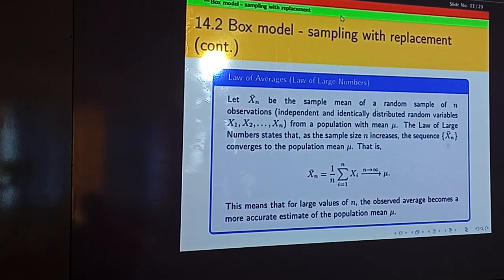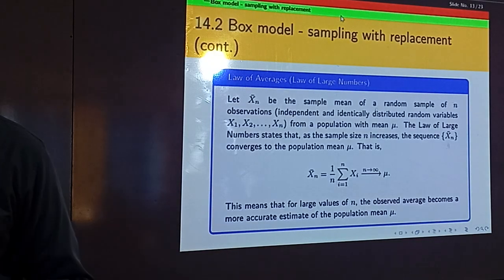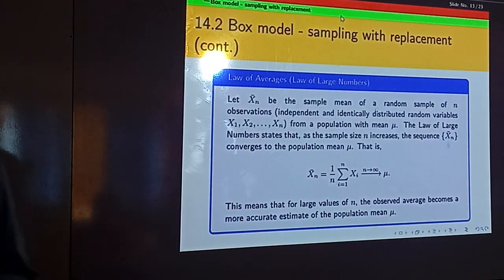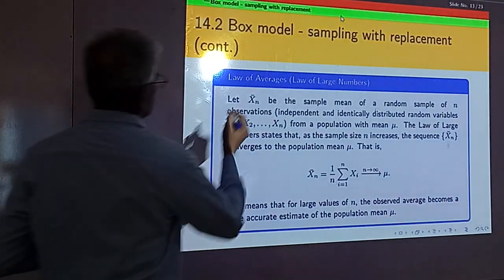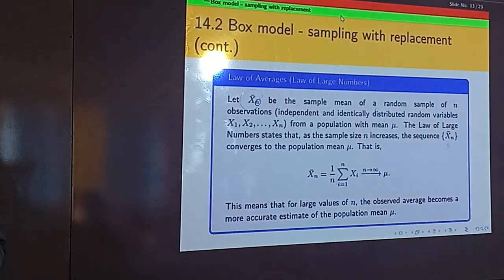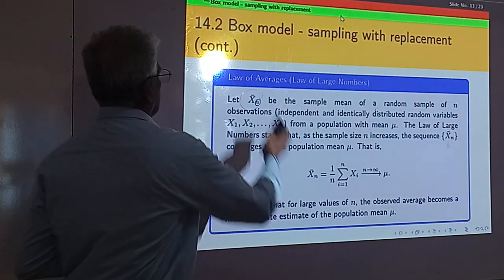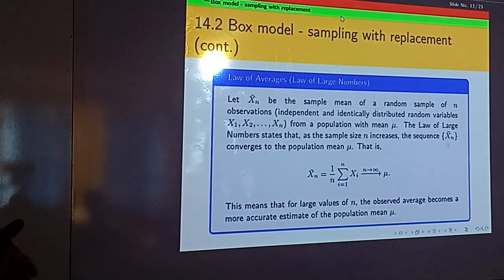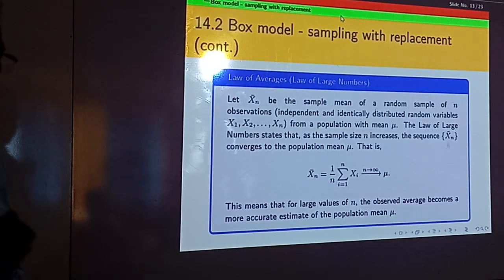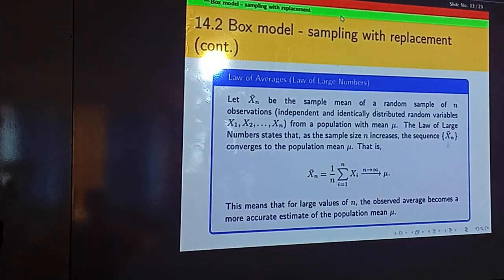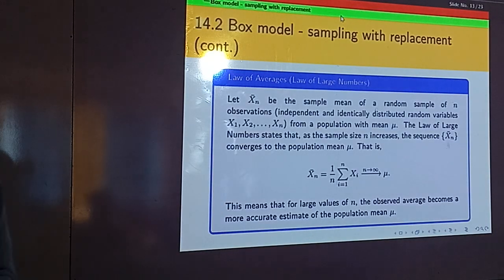Theoretically, I have written it in a mathematical way, even though your book doesn't have this. This is what the law of large numbers means. Let x n bar be the sample mean of a random sample of n observations. I use this notation to denote the sample mean when you have n observations in the sample. Suppose you are taking from a population, maybe a finite population. If you take with replacement, or if it is a very large population, even if you take without replacement, this idea will be correct.